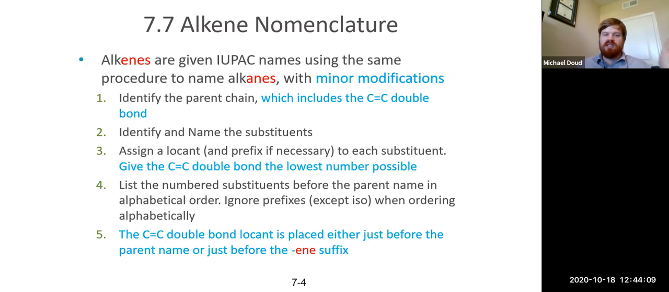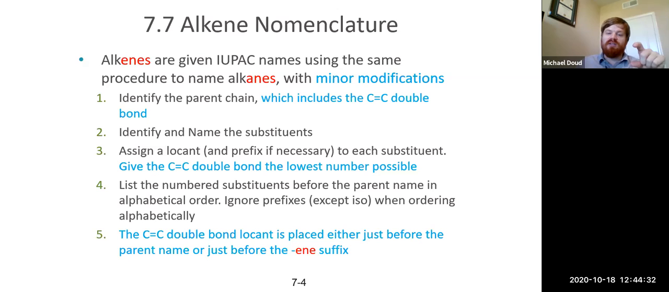Then, of course, it's the same thing. You're going to list the substituents before the parent name in alphabetical order. No difference there. Now, here is the big difference. Your parent chain name changes. Rather than being, let's say, pentane, let's say that we have an alkene, a double bond starting from the first carbon to the second carbon. So we need to locate where that double bond is.